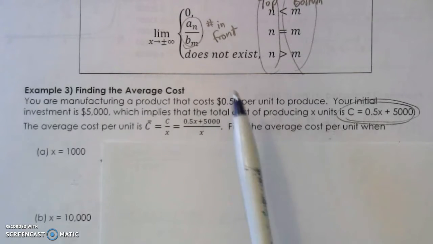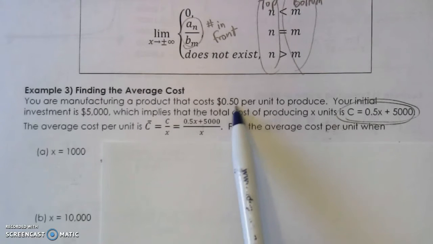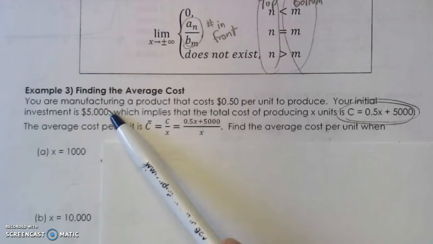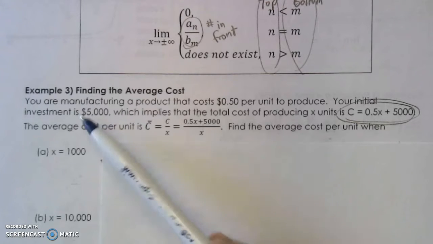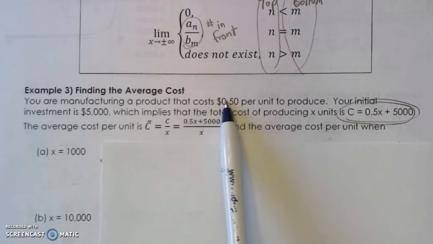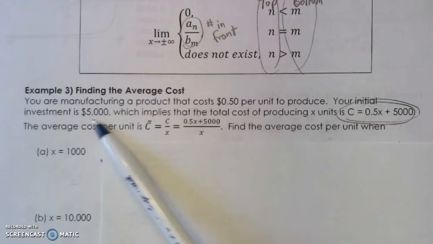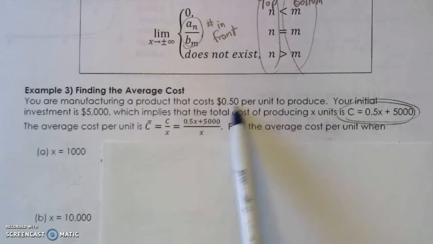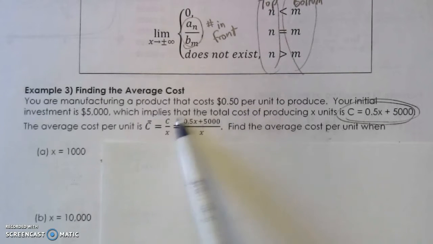So when we look through here, you're manufacturing a product that's 50 cents to produce. So that would be like the cost of materials for it. And your initial investment is 5,000. So that would be like the building and the machinery or the employees. So that's whatever's going into it. And then this would kind of be the materials. And so if we have this fixed cost of 5,000, we can't get rid of that. If it costs 50 cents to produce, we can't get rid of that. But the more products we make, the more profit we can make. And we'll kind of look and see why that works.